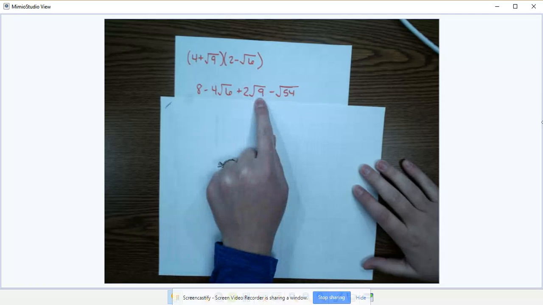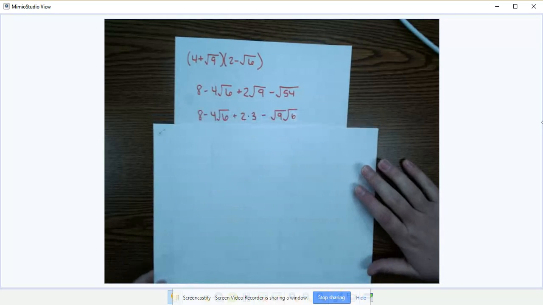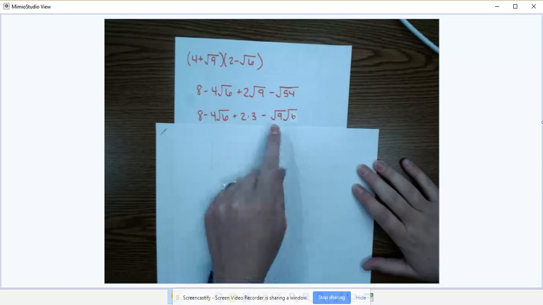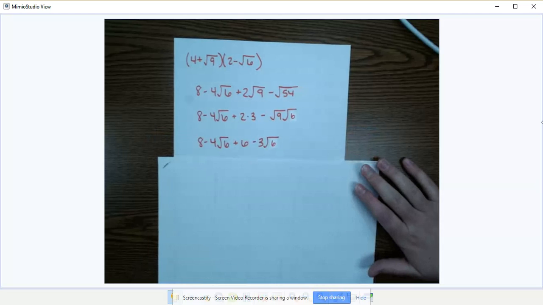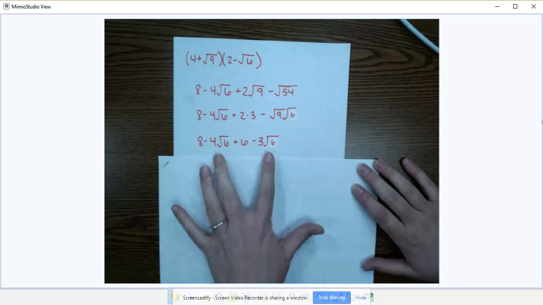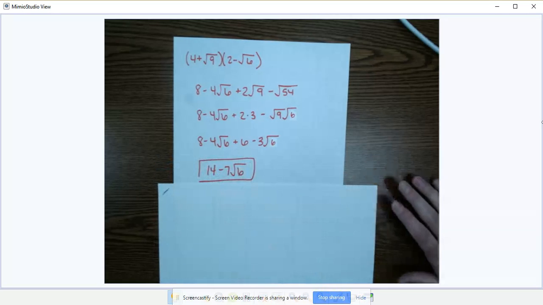Root 9 is obviously 3, and you can take a square root of 9 out of 54. So 8 minus 4 root 6 plus 2 times 3 minus 3 root 6. Change this to a 6, root 9 to a 3. Then you can combine these root 6's and your constants, so we get 14 minus 7 root 6.